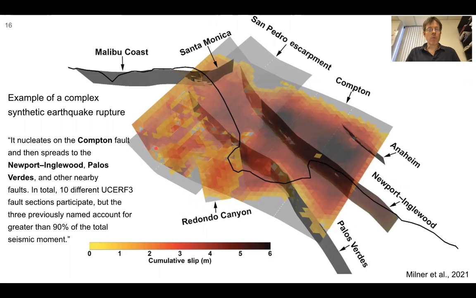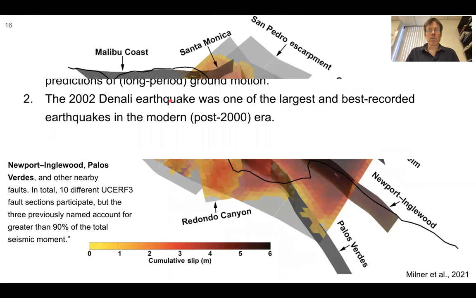Here's an example of one of the earthquake ruptures. It nucleates on the Compton Fault. Here's this low-lying fault. Then it spreads to the Newport, Inglewood, Palos Verdes, and other nearby faults. In total, 10 different fault sections participate in this event, but 3 account for most of it. So it gives you an idea of the complexity, and this complexity is real. This is the best picture of the fault systems, at least, that are underneath Los Angeles.